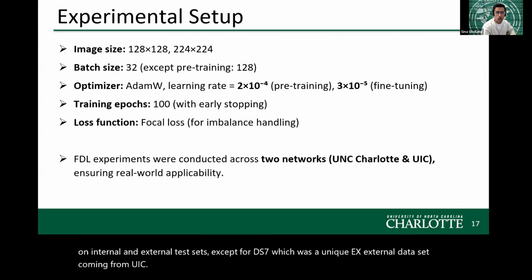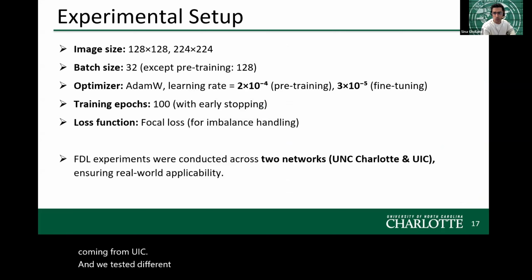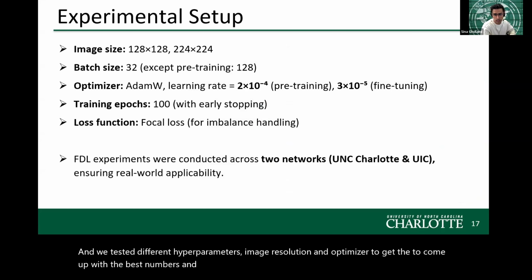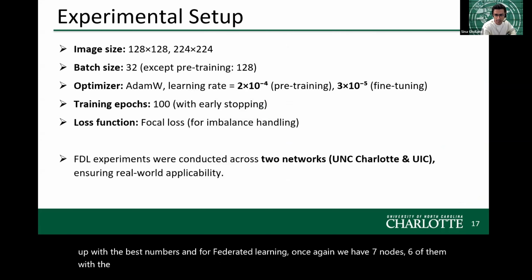And we tested different hyperparameters, image resolution, and optimizer to come up with the best numbers. And for federated learning, once again, we have 7 nodes, 6 of them with the server at UNCC, sorry, and 1 of them at UIC.